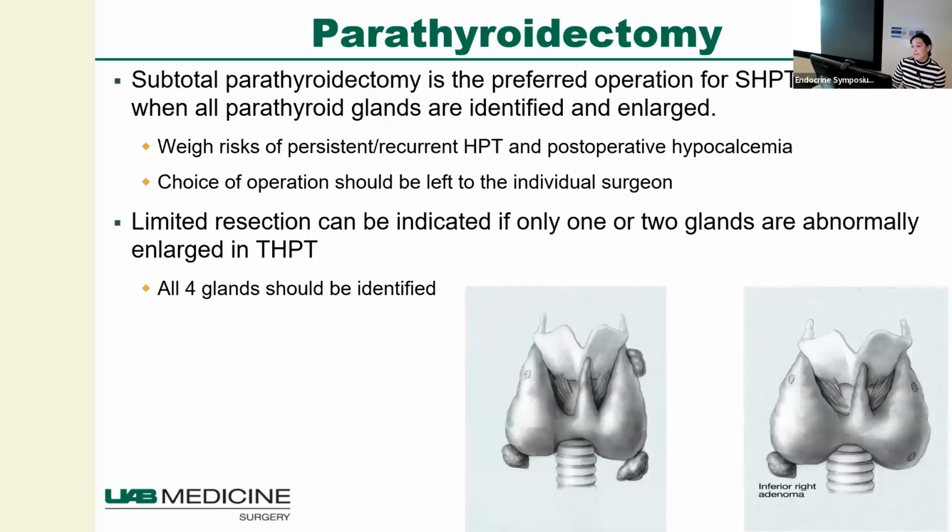So subtotal parathyroidectomy, again, is preferred for secondary, tertiary once you find all the glands. We're weighing the risk of permanent postoperative hypocalcemia and persistence. Sometimes a limited resection of just one gland is appropriate, not necessarily to do like a minimally invasive parathyroidectomy doing dual imaging, but if we go in there and we see all 4 glands are normal and there's just one big parathyroid adenoma, then we leave it to that surgeon to say, yes, this is the rare patient that had primary hyperparathyroidism in the setting of kidney disease, and they will be cured with just one gland coming out. So, but we would say that you do that once you've identified all glands and make sure that the rest of them look normal.